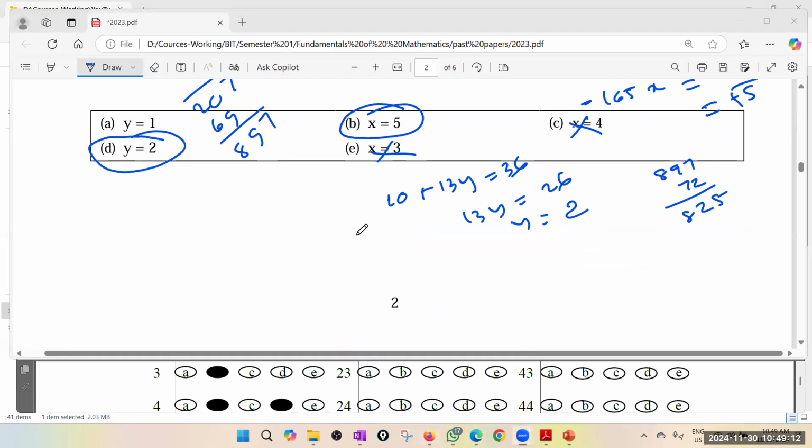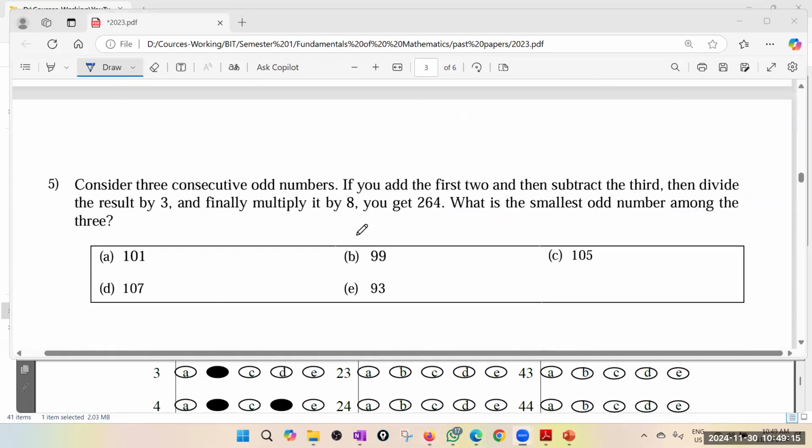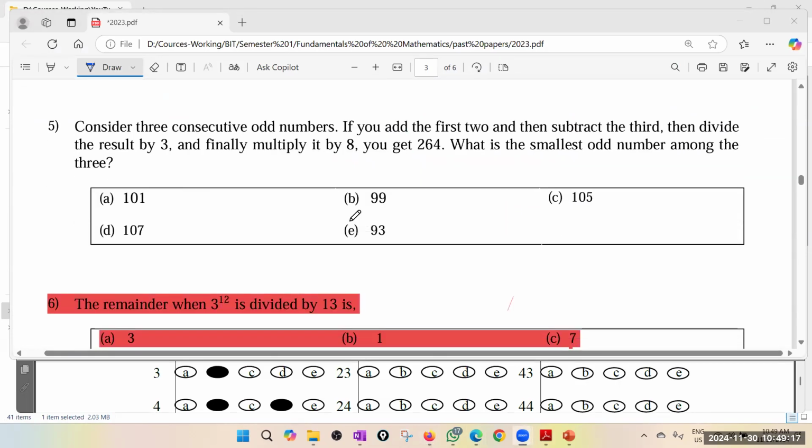Right, so let's move on to the 5th one. Consider 3 consecutive odd numbers. If you add the first 2 and then subtract the third. Consecutive odd numbers means if your first number is x, the next one is x plus 2, the next one is x plus 4. Use your common sense. Consider 3 consecutive odd numbers, x, x plus 2, and x plus 4.